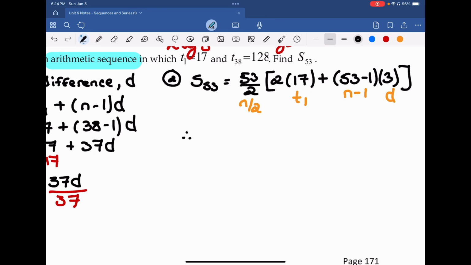Okay, from here, we could again simplify this in our calculator and do a couple steps in here, or we could just say that the sum of the 53 terms is 5,035. There we go. So we end up getting a slightly big number.